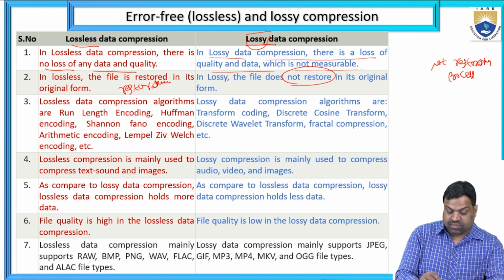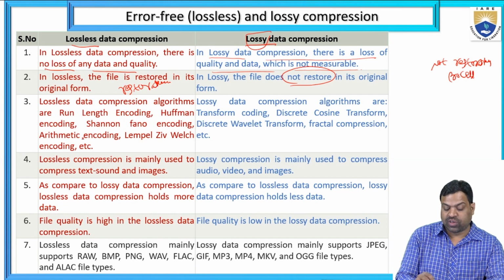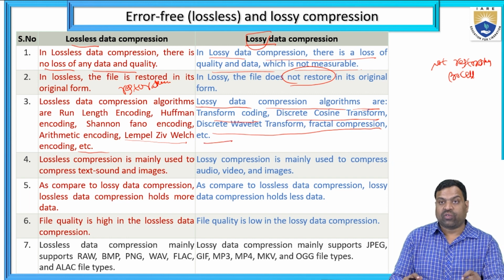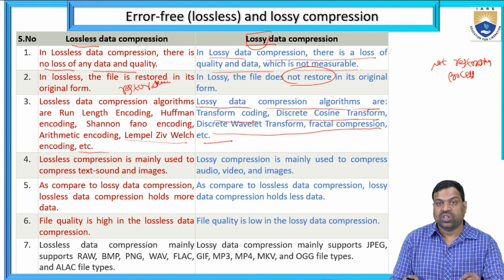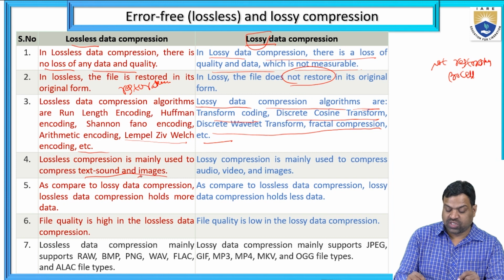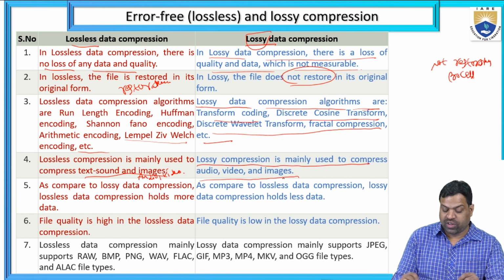In lossless data compression, the algorithms are run length encoding, Huffman coding, Shannon-Fano encoding, arithmetic coding, Ziv-Lempel encoding. But for lossy data compression, the algorithms are transform coding, discrete cosine transform, discrete wavelet transform, and fractal compression, etc. Lossless compression is mainly used to compress text, sound, and images, meaning audio, video and images. But lossy compression is mainly used for audio, video and images.